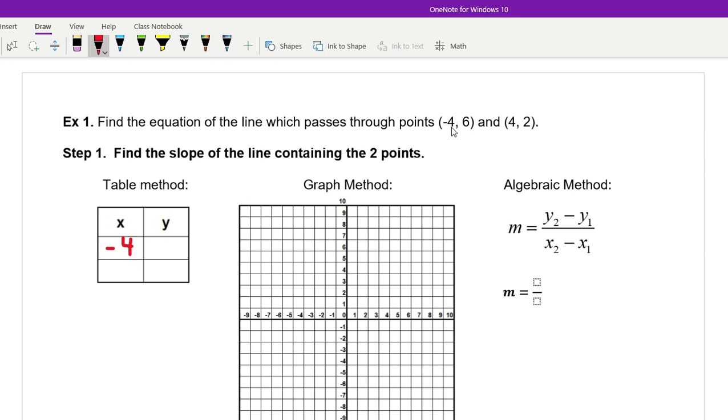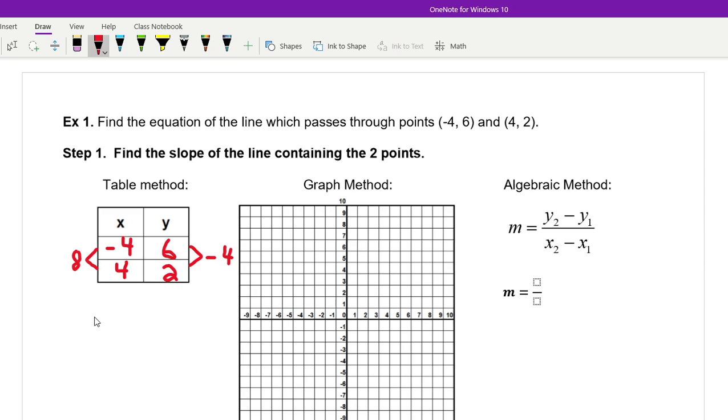We have -4, 6 for our first point, and 4, 2 for our second point. Now we would just compare the rate of change of our y values, which in this case goes down 4, and our change in x values. This will go up 8.